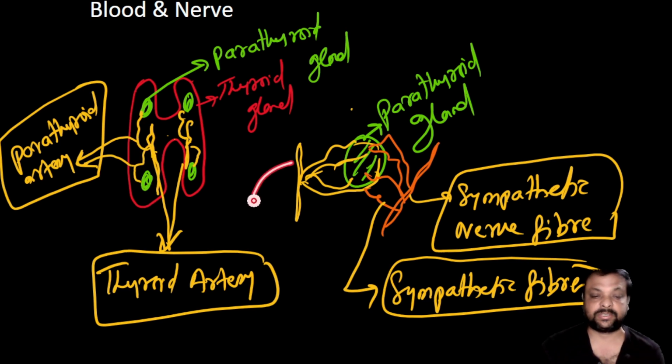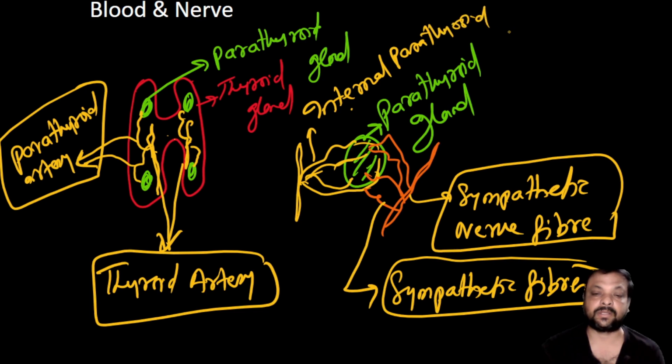So this is the main thyroid artery, and these branches are called the internal parathyroid arteries. These arteries supply blood. Got it? And this main artery is called the thyroid artery.